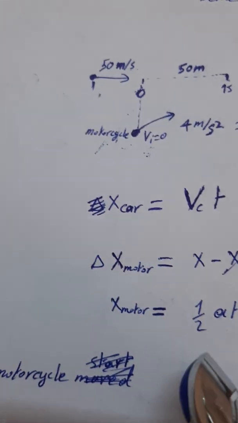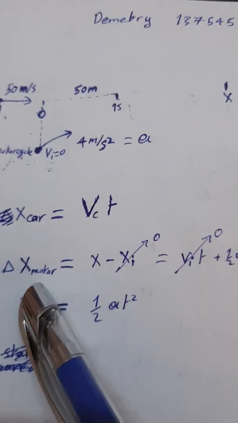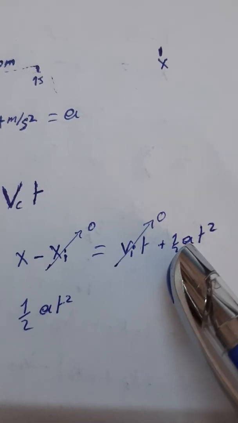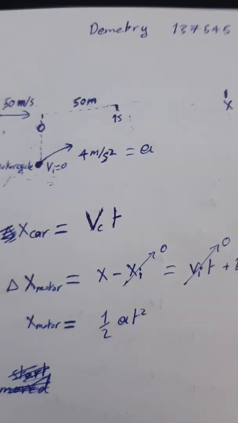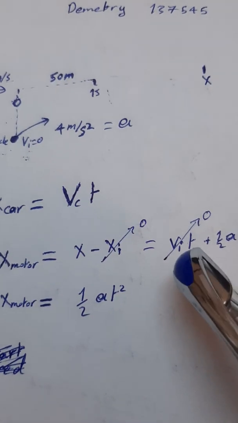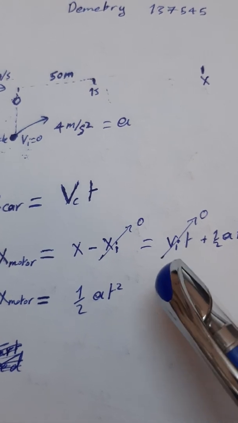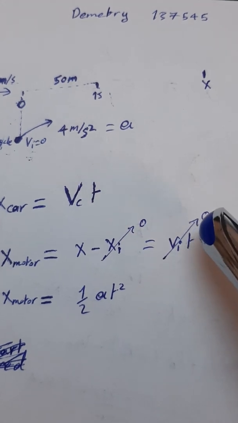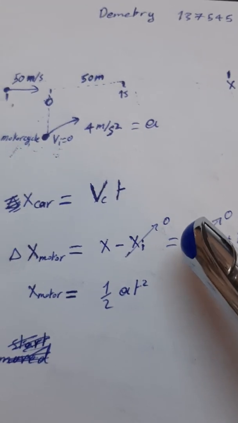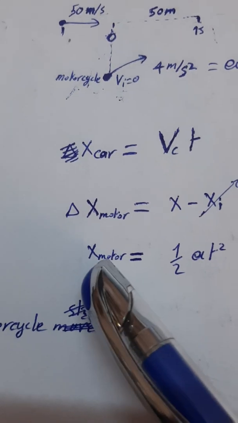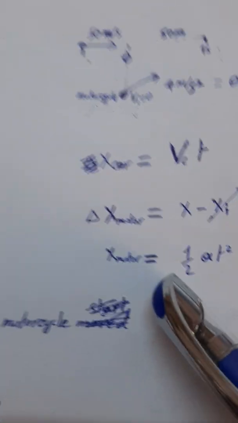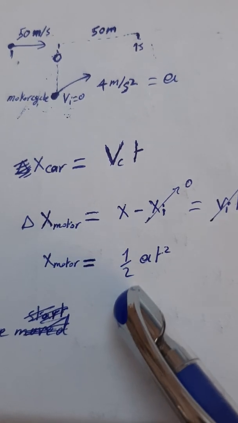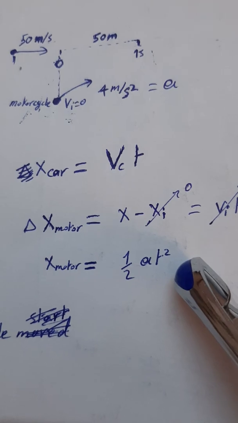From the motion equations, delta x equals v initial t plus half of acceleration times t squared. But the motorcycle was just standing, not moving, which means v initial equals 0. And we can simplify the x of the motorcycle as this equation: x of motor equals half of a times t squared.